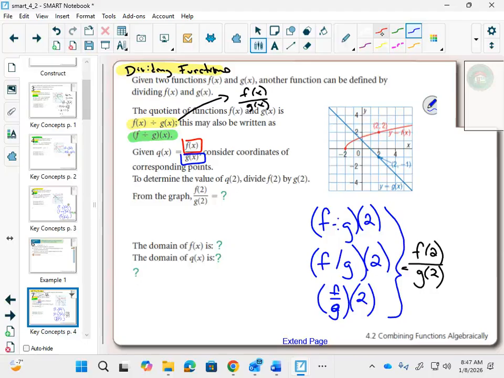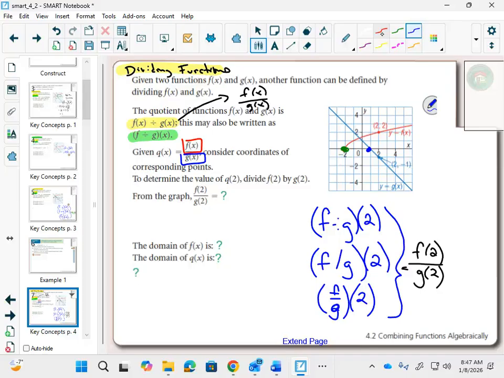Because I have places on the graph where the red graph is 0, and I have places on the graph where the blue graph is 0, but they do different things now. In multiplying, they did the same thing. In dividing, if the red graph is 0, the green graph will be 0. If the blue graph is 0, I have a non-permissible value.